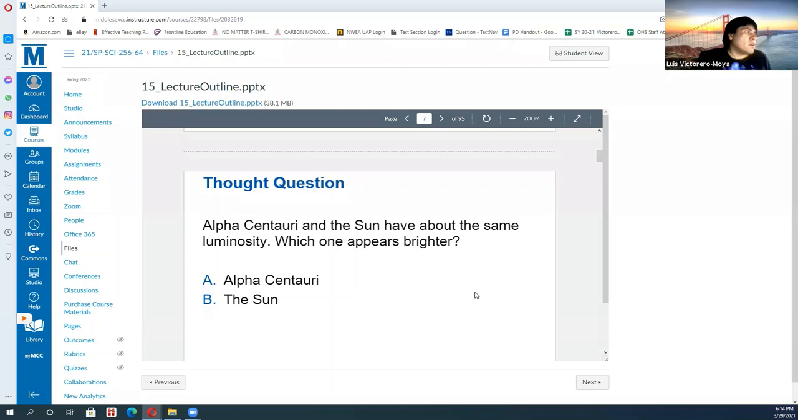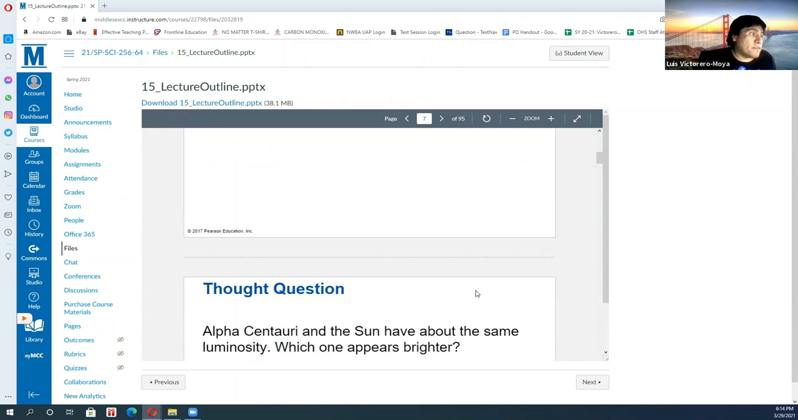Alpha Centauri, which is a star like the sun, by the way, has roughly the same surface temperature. They have the same luminosity, right? So which one appears brighter? The sun, because the sun is closer to us.